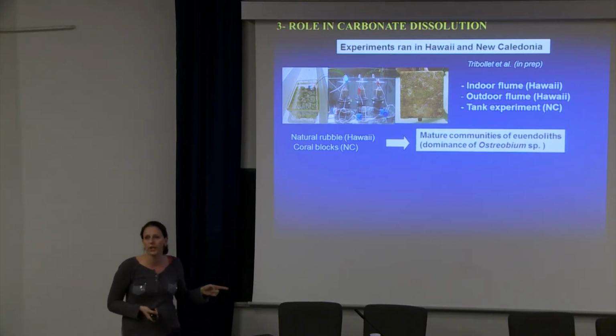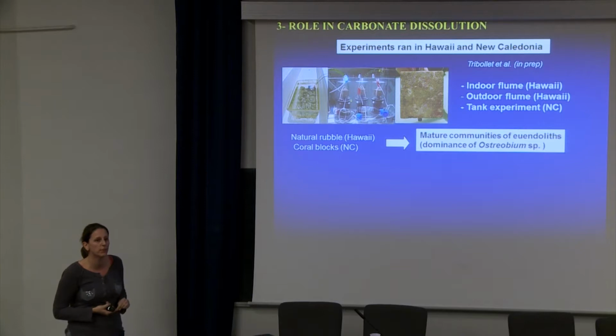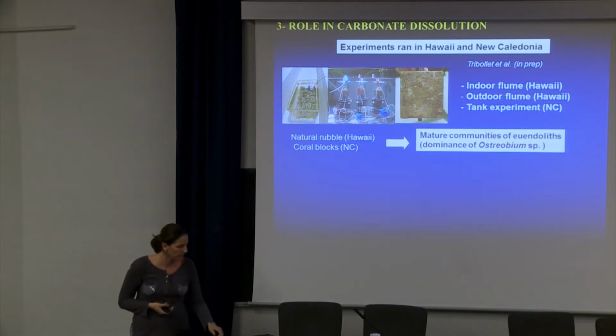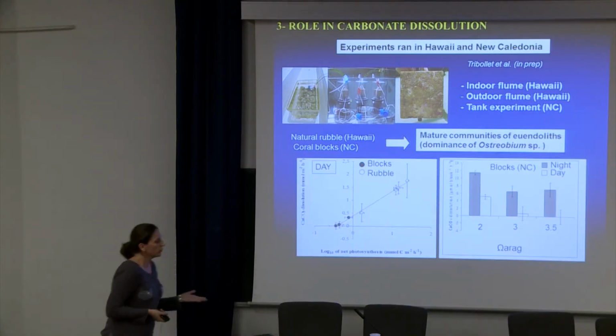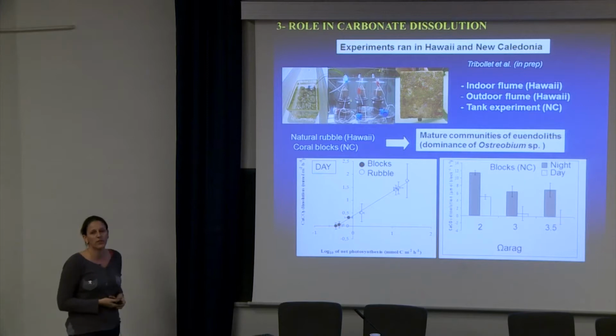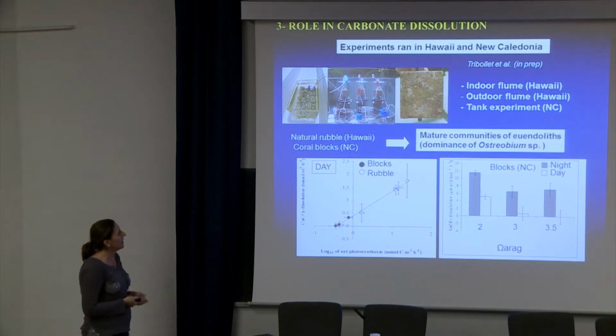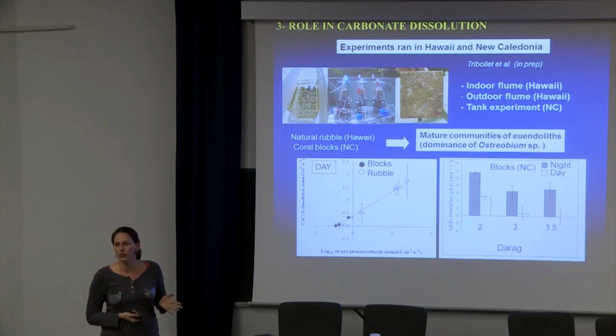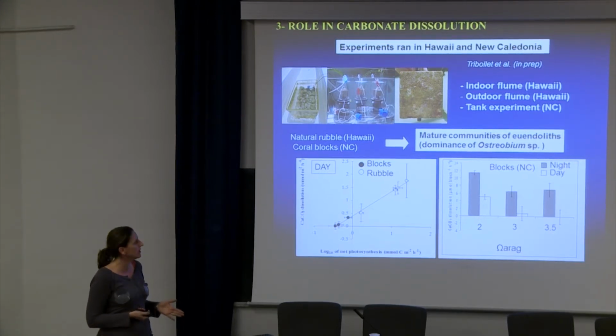What we measured here is the total alkalinity and the pH of the seawater to measure net dissolution or net calcification, if any calcification was going on. I'm not going to show you all the results, but what I want to show you is that we had a really nice relationship between net dissolution of carbonates and the net photosynthetic activity of euendoliths here. And that really confirms that dissolution occurs by day and is really related to the photosynthetic activity of those organisms.